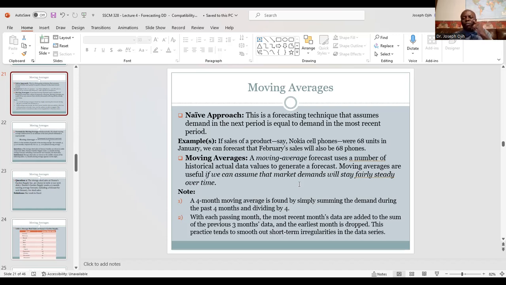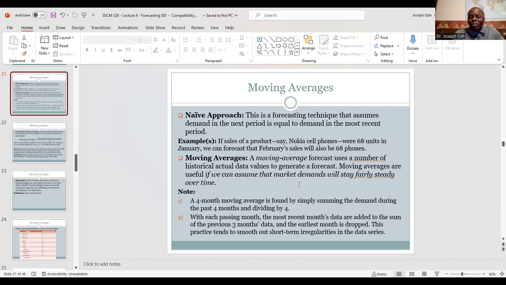So, for example, for a 4-month moving average, what we do is sum the demand during the past 4 months and then divide it by 4, and do it over several months. If it's a 6-month moving average, in that case, we use 6. With each passing month, the most recent month's data is added to the sum of the previous months to get the moving average, if you want to do it with a formula manually.